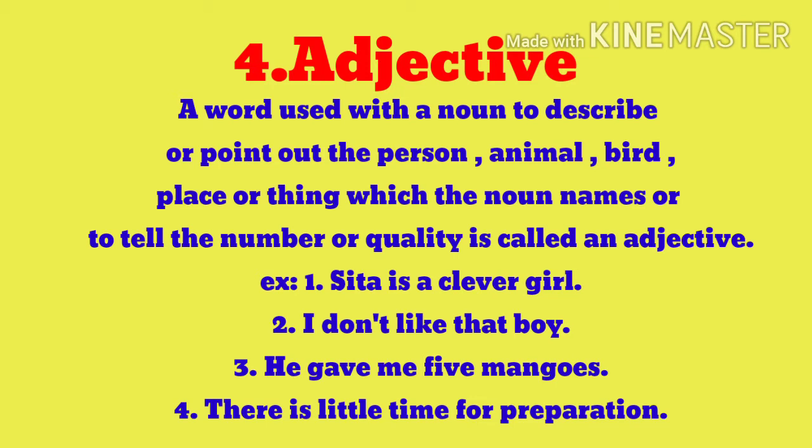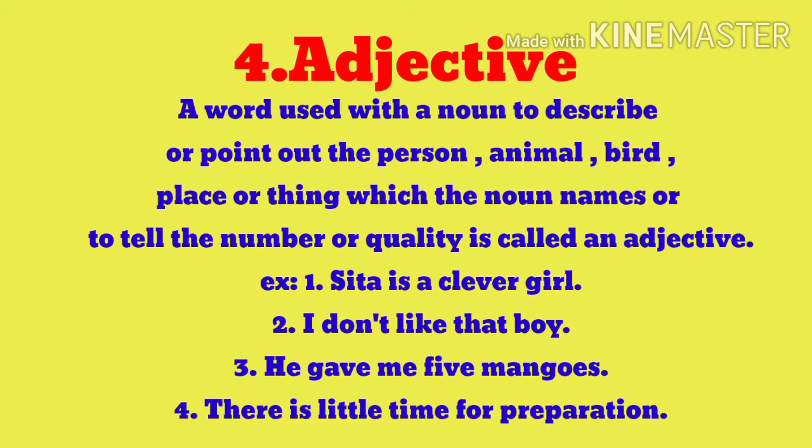Example: Sita is a clever girl. Girl of what kind? I don't like that boy. Which boy? He gave me 5 mangoes. How many mangoes? There is little time for preparation. How much time?